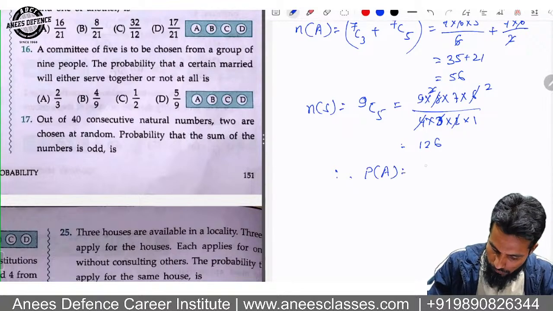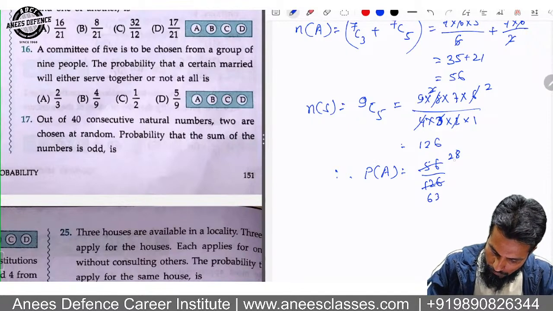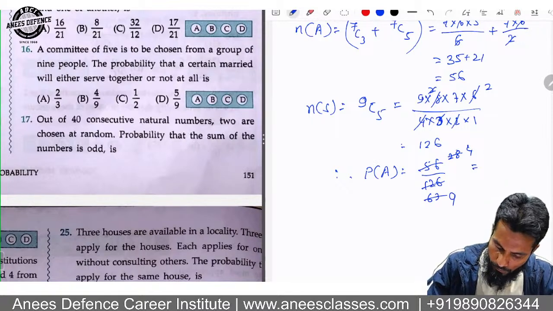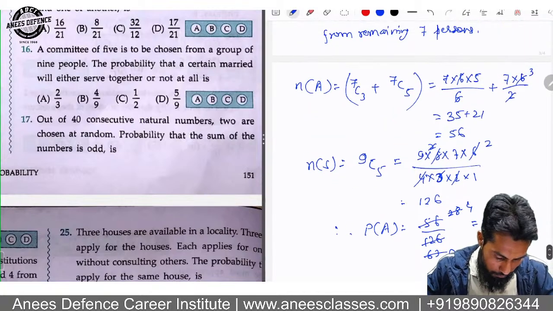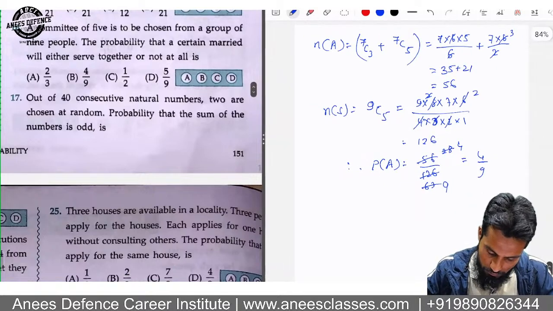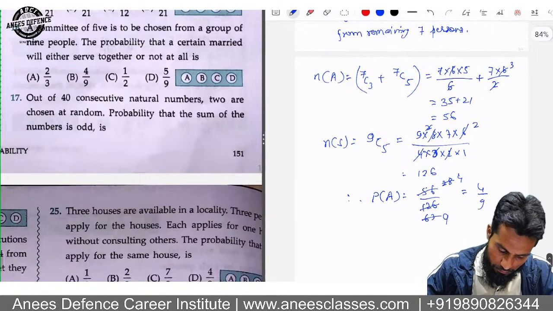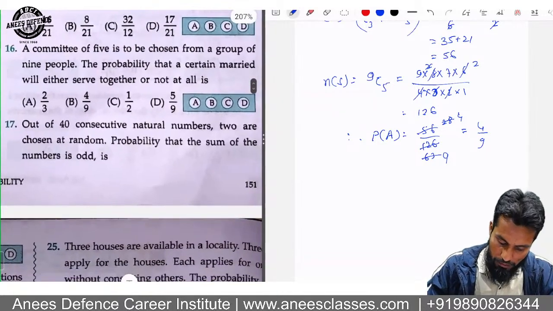Probability of that event will be 56 upon 126. How much? Dividing by 2, 2, 2, we get 7 upon 63... so 4 upon 9. So option number B. See all of your solutions, question number 16. If you have not understood, you can discuss. If you have understood, you can move to question number 17.